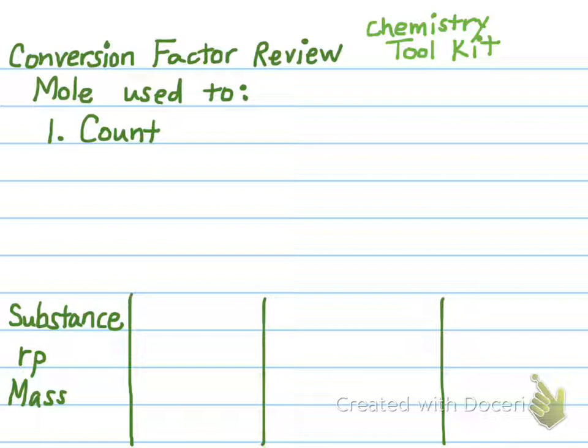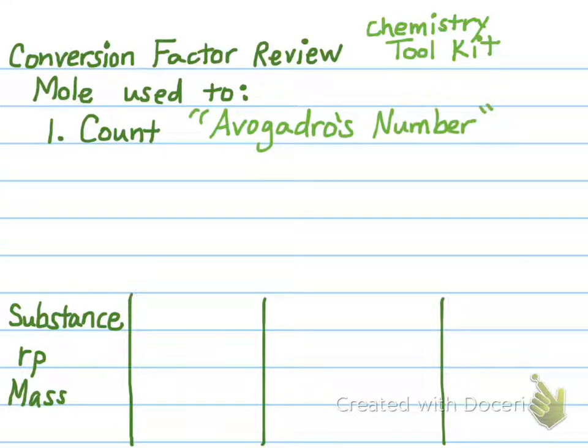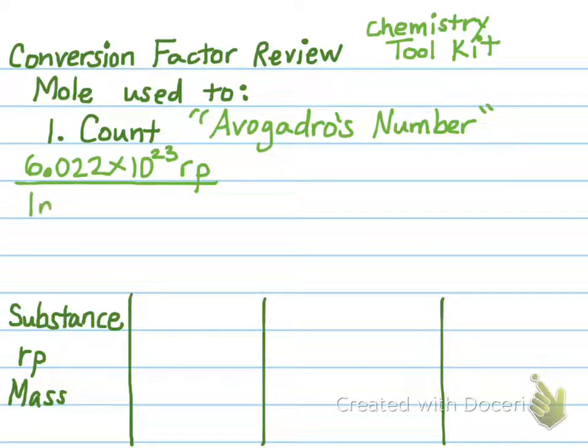So the mole can be used for count. We tend to refer to this one as Avogadro's number. And our count one was that we have 6.022 times 10 to the 23rd representative particles over 1 mole of our substance. This was the generic one, and so you might not actually have written this one on your chemistry toolkit. Okay, so this was generic.